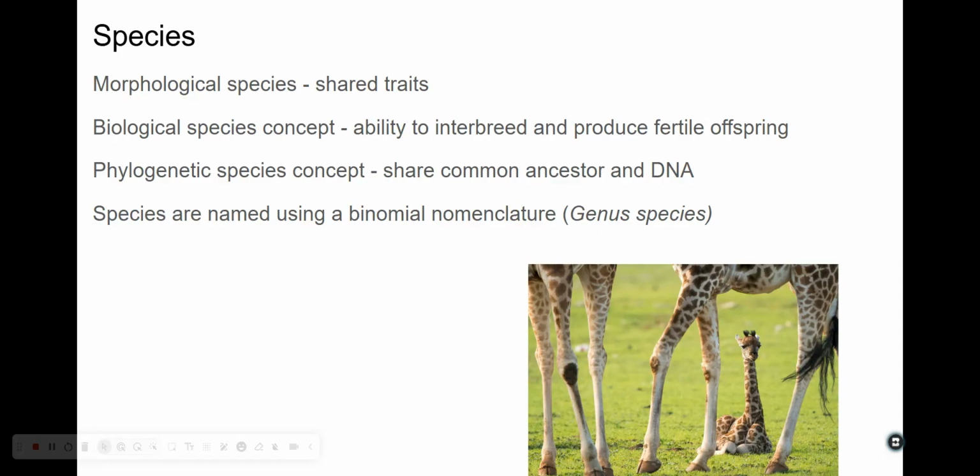But what if they brought them together? Then would they? Well, even if they do produce fertile offspring, if you bring them back, if they never would, are they still separate species? And then with the DNA, it's okay, how many differences are enough to constitute a new species? Or is that difference just because there's variation between individuals? So defining species can be really challenging.